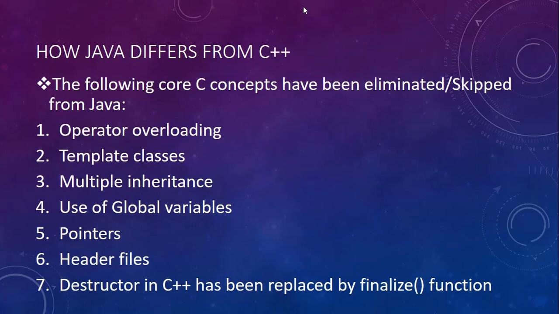Finally, we are going to see how Java differs from C++. The following core concepts of C++ have been removed or skipped from Java. First is operator overloading, because operator overloading can do many malicious things. For example, plus can be overloaded to do subtraction. That questions the reliability, and as a result Java developers have removed the operator overloading concept. Template classes have been removed. Multiple inheritance has been removed, because there was ambiguity and we had the option of a virtual base class. So what Java people did was remove this multiple inheritance concept.